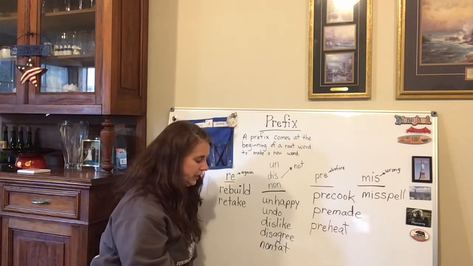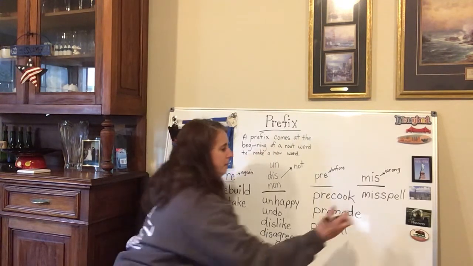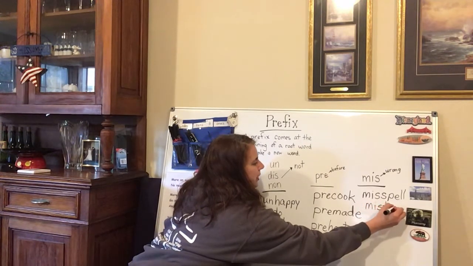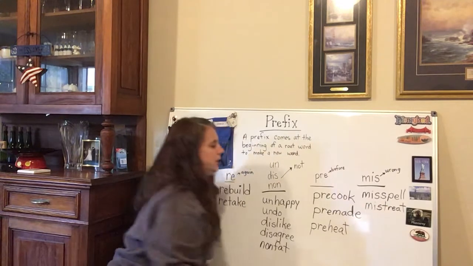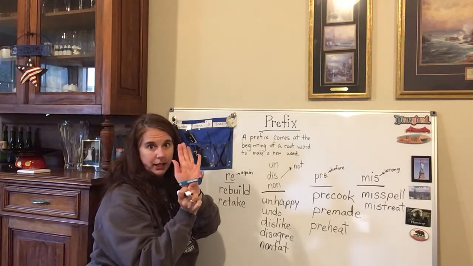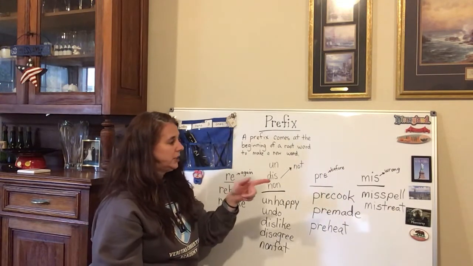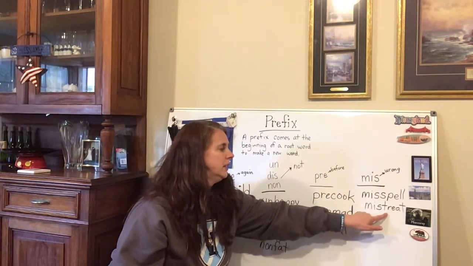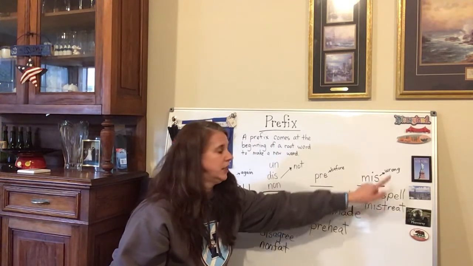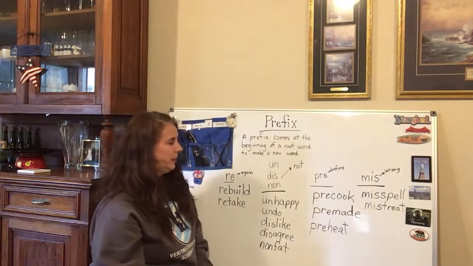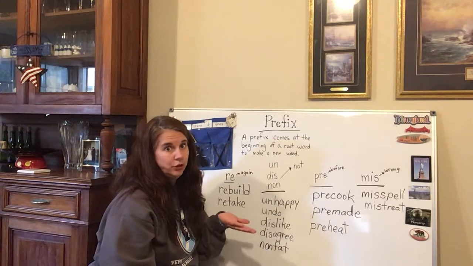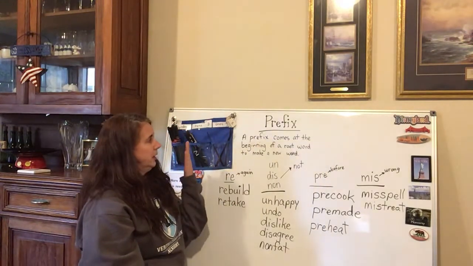Next one, mistreat. So our root word is treat. So you want to treat your friends with kindness. Remember, we talk about our kindness matters all the time. So you want to be kind. So if you mistreat someone, then you're treating them wrong. You're not being a really good friend. So you want to make sure that you're being a kind friend and not a friend that is mistreating someone.